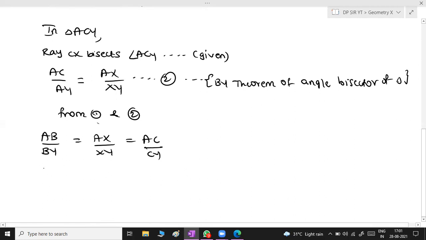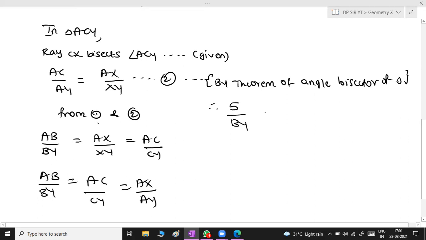Something useful will come out. Let me write it again neatly: AB upon BY is equal to AC upon CY, which is equal to AX upon AY, because I have to find the value of AX upon AY and its value is not given, so I am giving it one side. Therefore substitute the values: 5 upon BY is equal to 4 upon CY is equal to AX upon XY. Okay. Therefore, now by theorem of equal ratios.